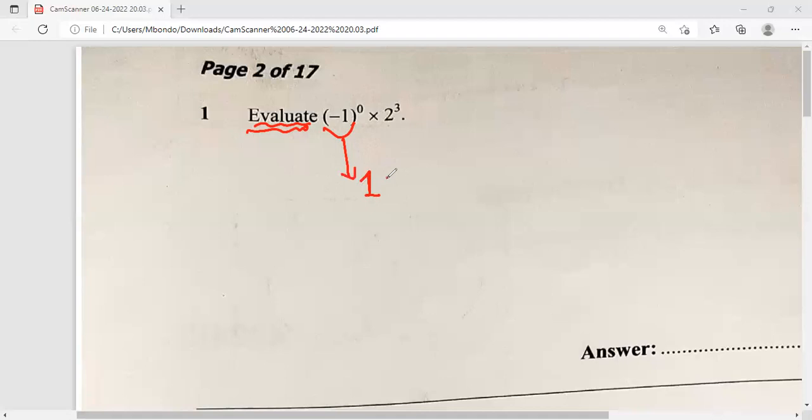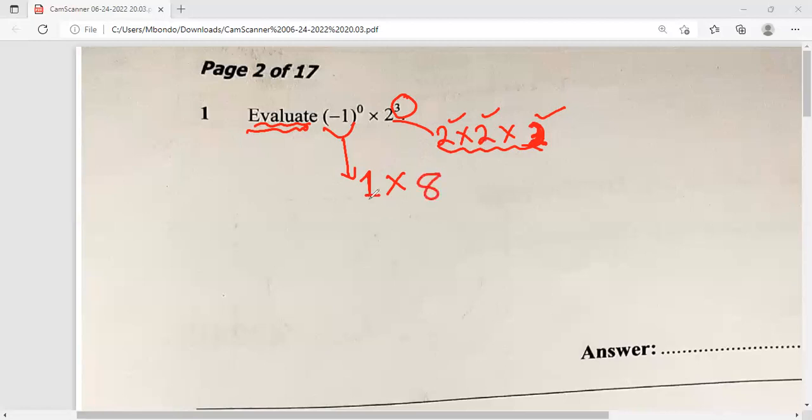Multiplied by this one, it is going to be expanded by itself. How many times? 3 times. Okay, 2 by 2 by 2. So when we multiply these, what do we get? 2 by 2, we are getting 4. 4 by 2, we are getting 8.